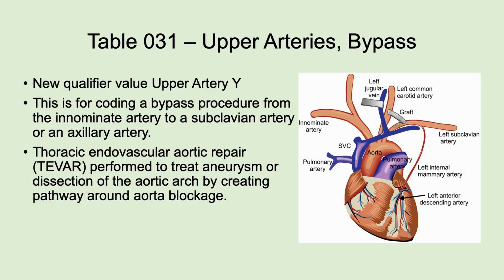So if you look at the picture, on the left-hand side, you'd see the innominate artery. On the right-hand side, you see the subclavian artery. So this is a bypass from the innominate artery to the subclavian artery or the axillary artery. It's interesting that they don't do separate values for subclavian and axillary. They just do upper artery Y. That's unusual because usually the tables are so specific.